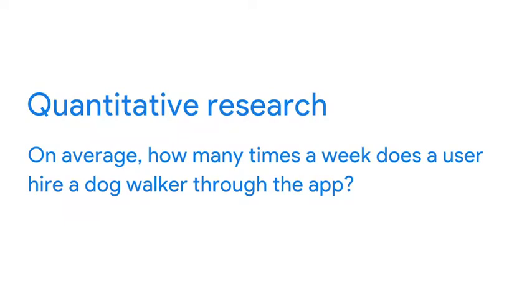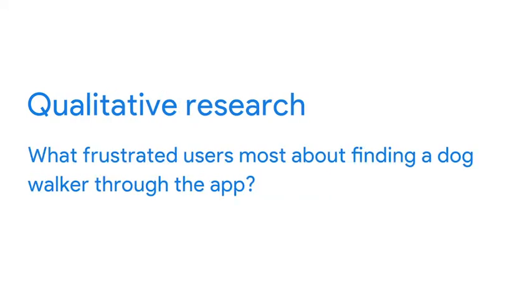Let's revisit the example from our dog walking app. The first research question, on average, how many times a week does a user hire a dog walker through the app? Will give you quantitative numerical data. The second research question, what frustrated users most about finding a dog walker through the app? Will give you qualitative information. Both of these questions are important to consider for your design, and they focus on different parts of the user experience.